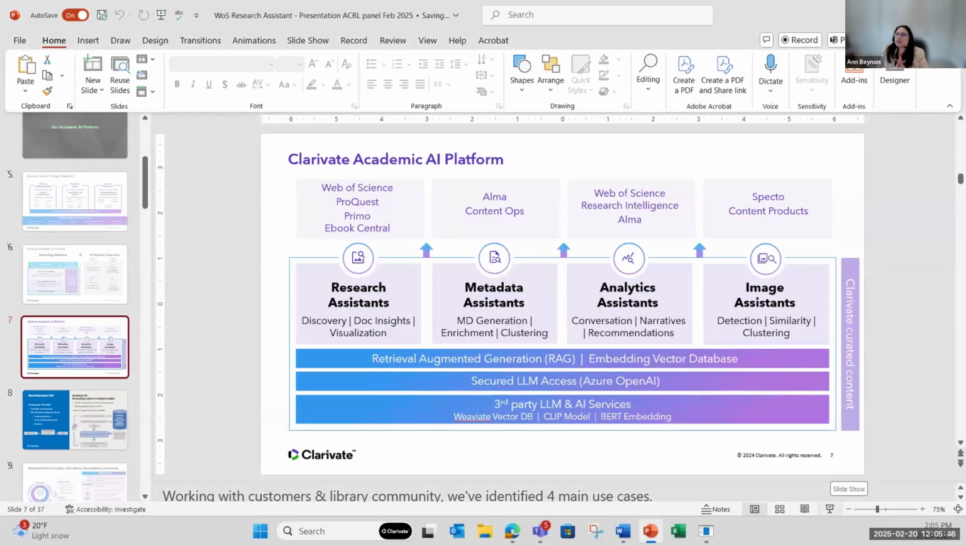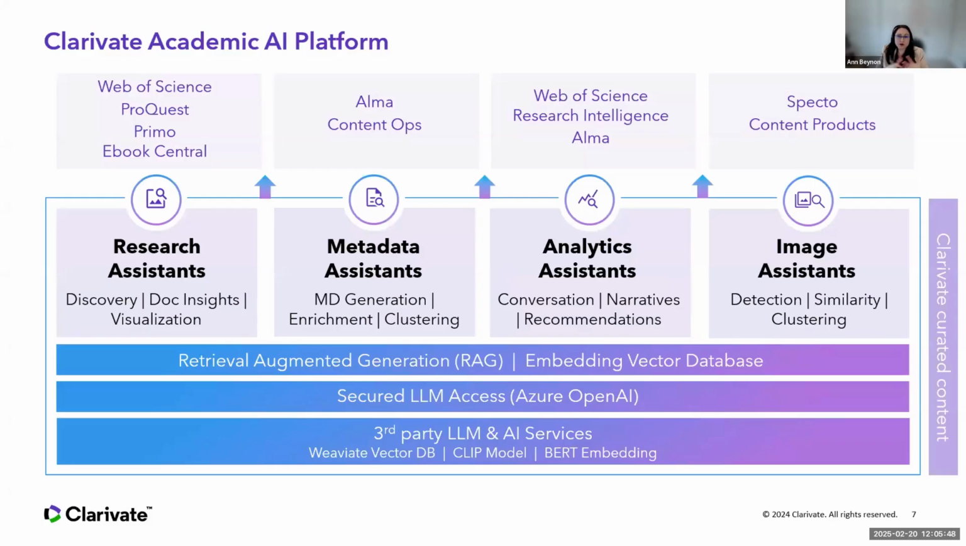I do have this visual aid to start with, just to explain a little bit about our approach at Clarivate. So you might know we have a range of products. We have quite a vast portfolio. And the way we're approaching AI is through building an academic AI platform that underpins all of our resources.